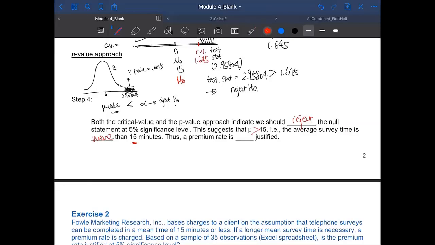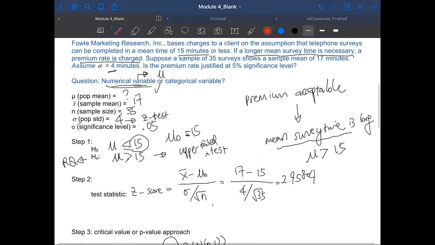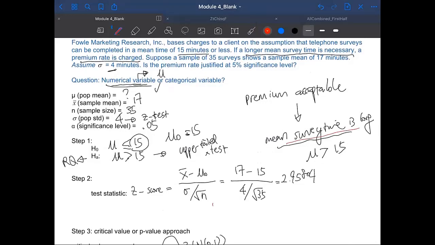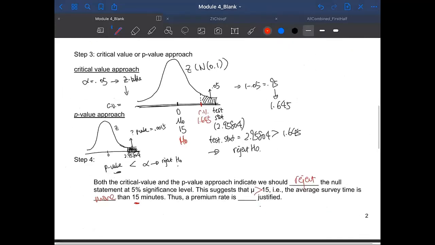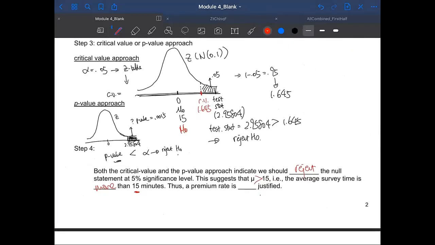So a premium rate, is it justified or is it not justified? It is justified, right? Because the mean average time is long, and then you can go back to here. It is justified. Premium is acceptable. You don't have to fill in any blank here. Is it clear how I solved this question? It looks a little bit tedious, but once you get the feeling of it, it'll be easier. Hopefully it's going to be easier.